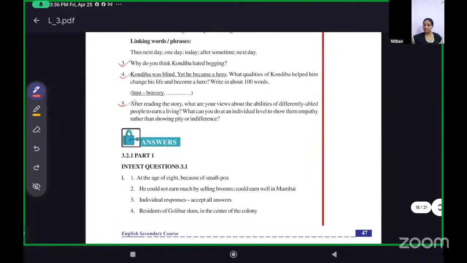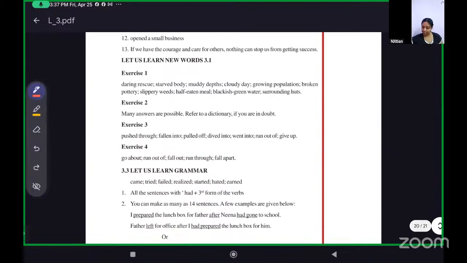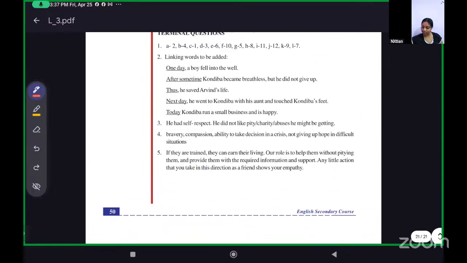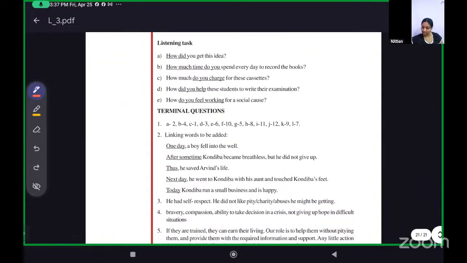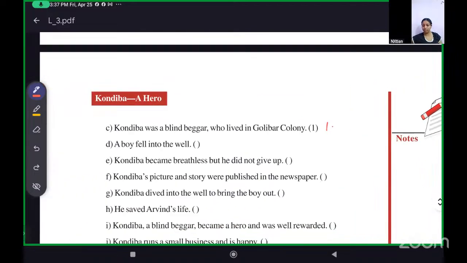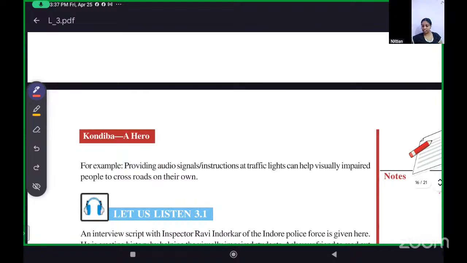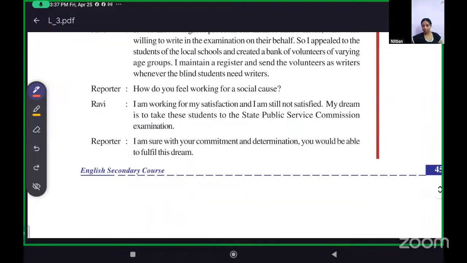Monday, we will start with a new chapter. Learning some new words, you can read this. And with this, we have finished with the chapter. Monday, we will do a new chapter. And I'll take tests also in between, but I'll let you know when it will be. Some days prior, I'll let you all know.